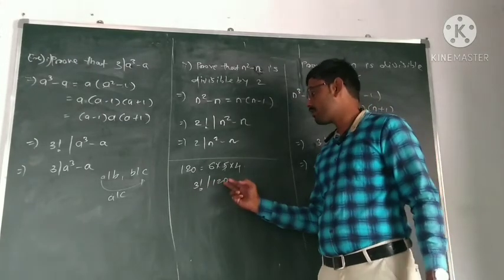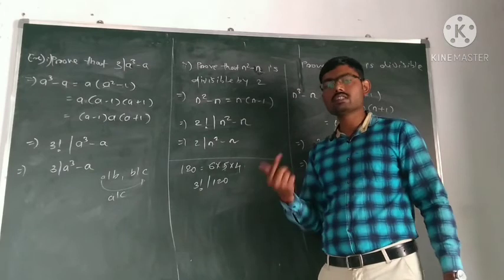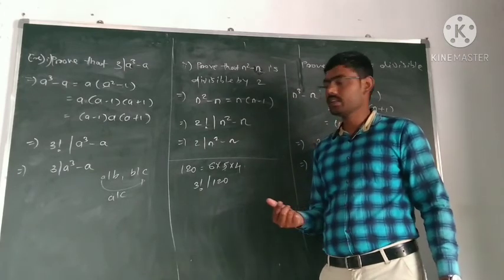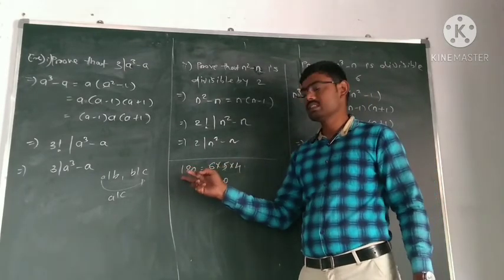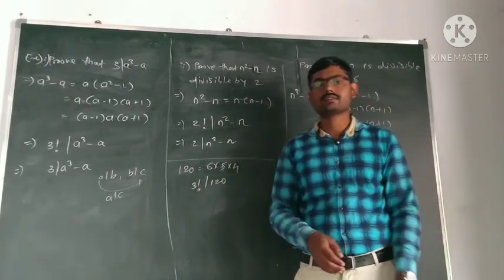That is, 6 divides 120. Now 3 divides 6, and 6 divides 120, so 3 also divides 120. Okay, this is the use of the theorem. We can easily see that 120 is divisible by 3 factorial, that is 6. Okay.